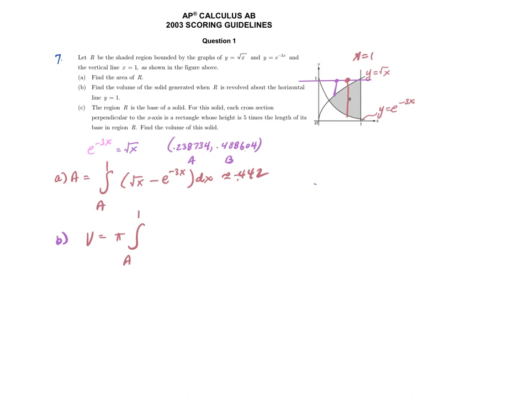So this is y equals 1, sorry. So it's going to be 1 minus the furthest curve. So 1 minus e to the negative 3x squared, minus little r. So it's going to be, again, the axis of rotation minus the curve. So 1 minus root x, and then dx. Put into your calculator, you're going to get 1.423.